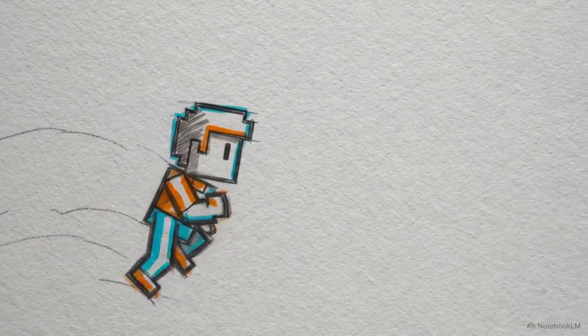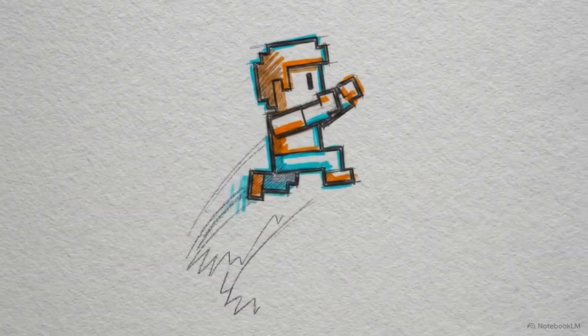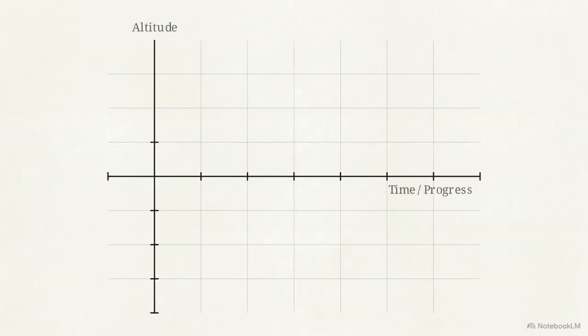Imagine a character in a simple video game who can only move in two ways. They can jump diagonally up, or they can fall diagonally down. They're always moving forward, one step at a time. On this grid, we can track that movement exactly.